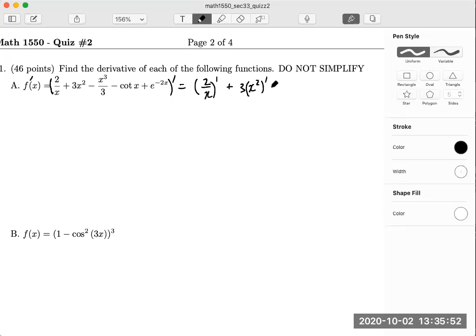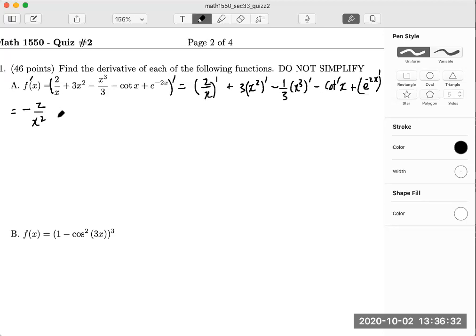And the next one, the constant 1 over 3, we can also take it out. Negative cotangent derivative plus derivative of e to the negative 2x. Okay, let's do it slowly. Now the first one. What is the derivative of 2 over x? Perfect. Negative 2 over x squared.